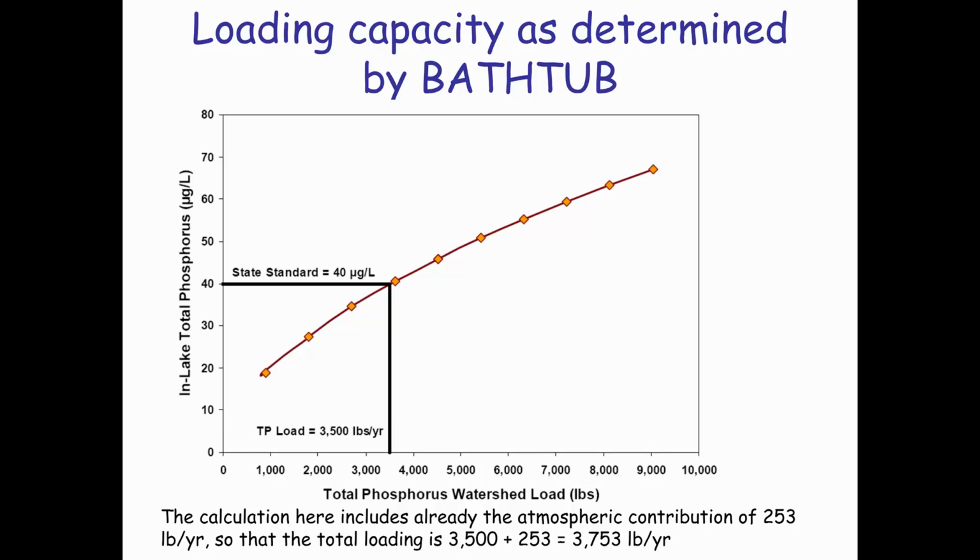And the intersection point, as I've already mentioned, is 40 microgram per liter would be a watershed load of 3,500 pounds. Now, of course, for the watershed, we have over 4,500 pounds being loaded, and that's how we get the 45 microgram per liter in 2006 conditions.